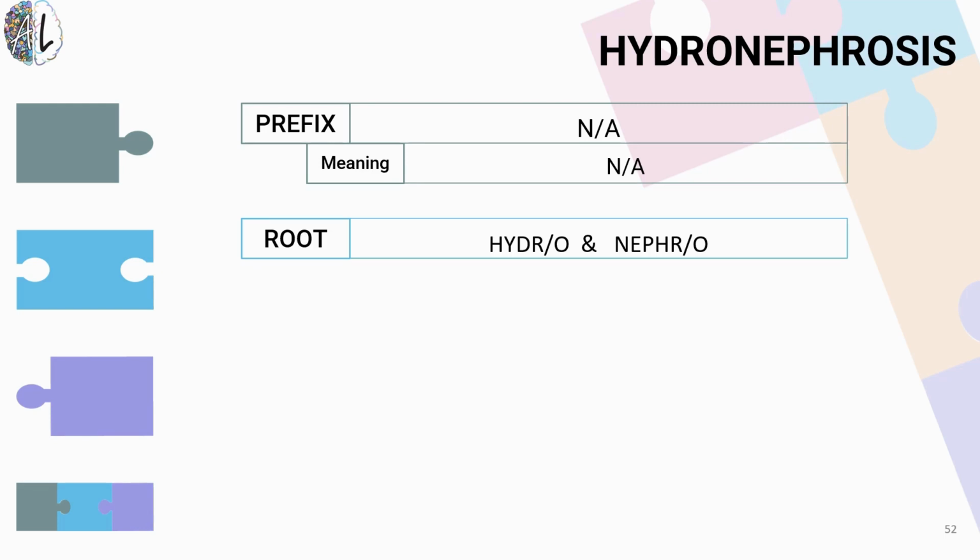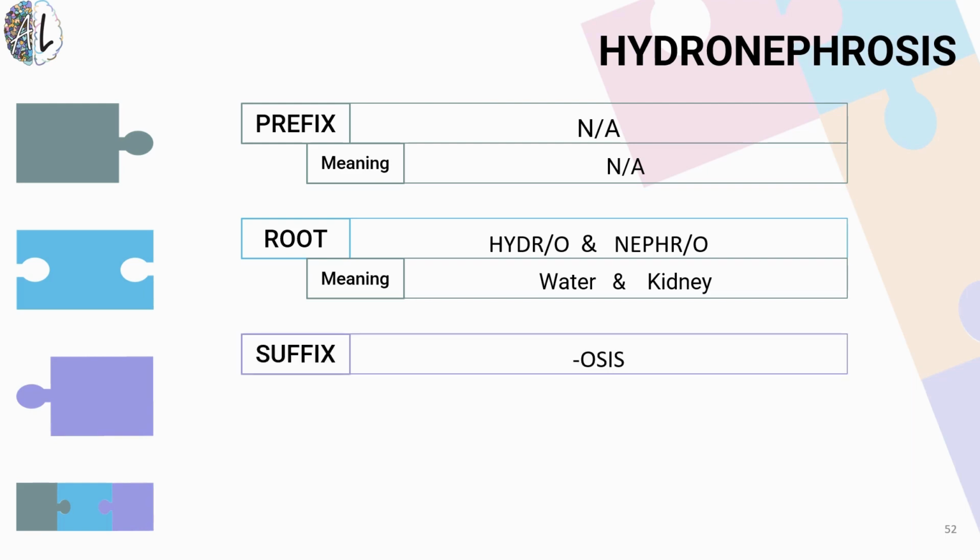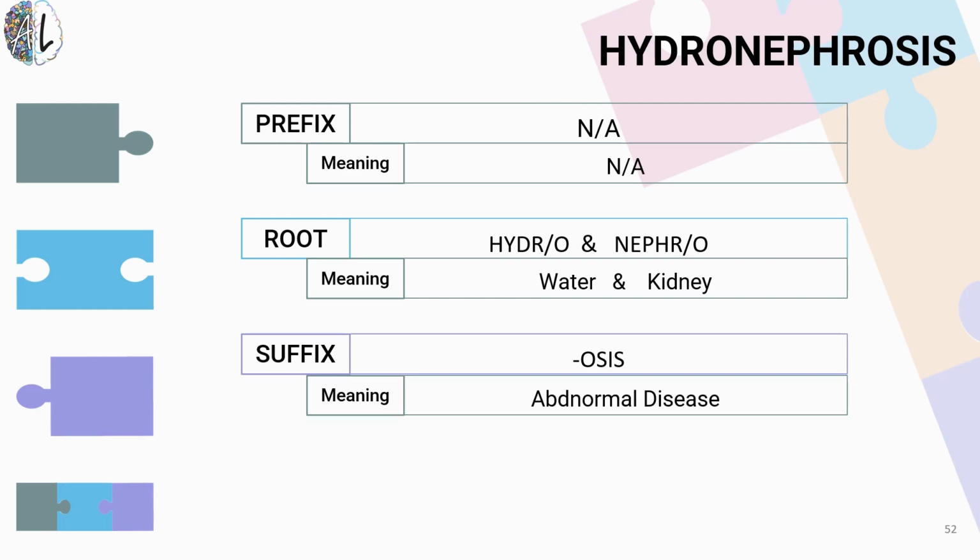So hydro, H-Y-D-R, with the combining vowel of O, was also found on Unit 1 and Unit 2. And nephro, which is new for Unit 2. So nephro. Hydro means water, and nephro means kidney. So in this case, we do have two root terms in this word. Remember we said that we could have multiple roots in any given term? Well, this is an example of that happening. The suffix here is osis, O-S-I-S, and if you look at your word list, this happens to mean an abnormal disease.